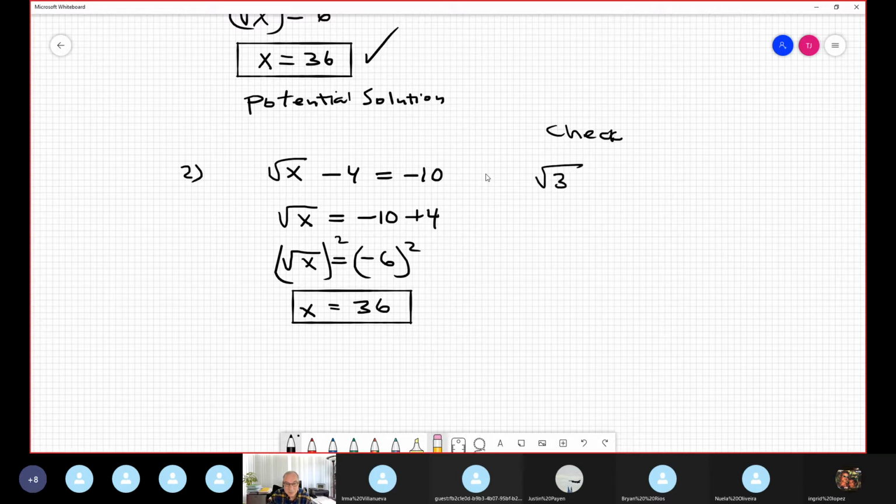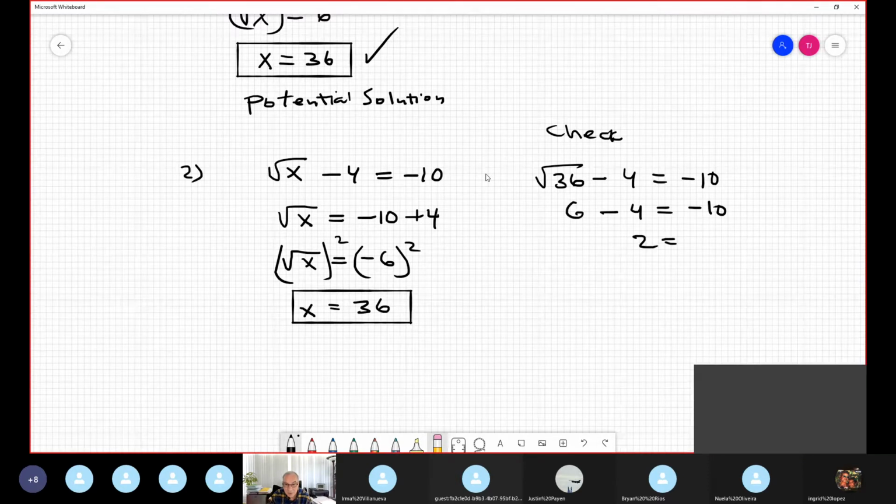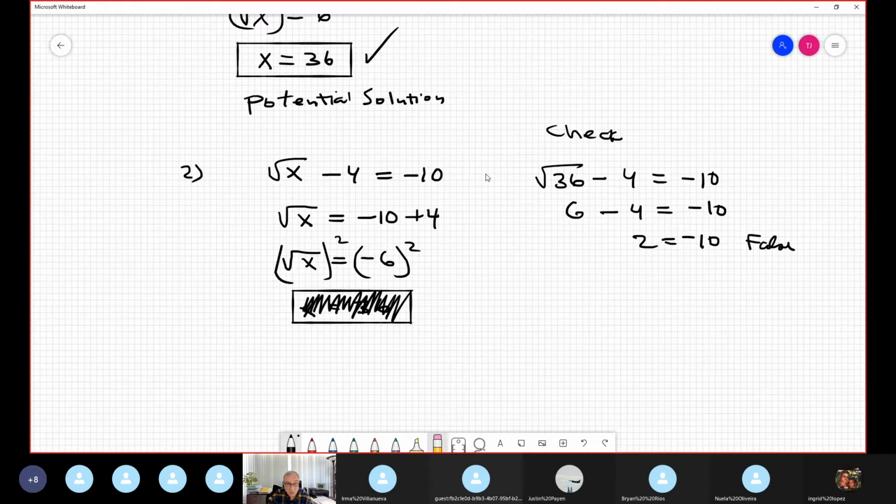Square root of 36 minus 4 should be negative 10. This is 6, positive 6, minus 4 is equal to minus 10. This is 2 equal to minus 10, which is completely false. Therefore, this solution doesn't work. Therefore, the answer for that problem is no solution. This equation has no solution.